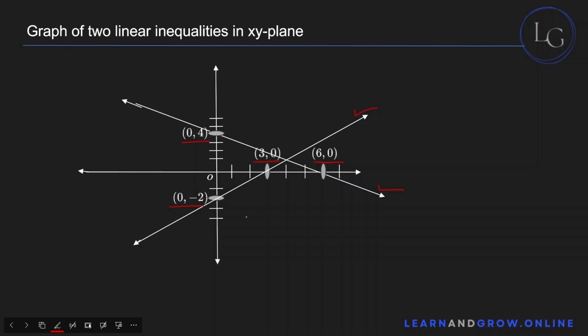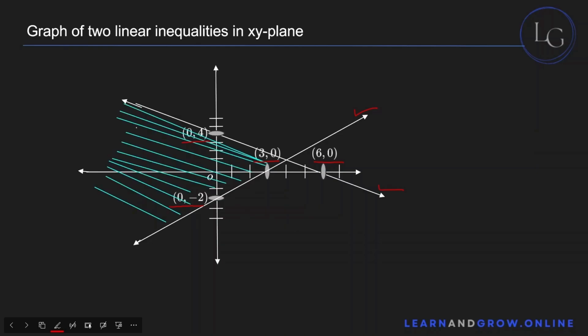Simple. Now, this is the shaded region. Why? Because remember, it was towards the origin when we used the test points. So this graph over here, this line, basically the line for inequality number 1, yes.